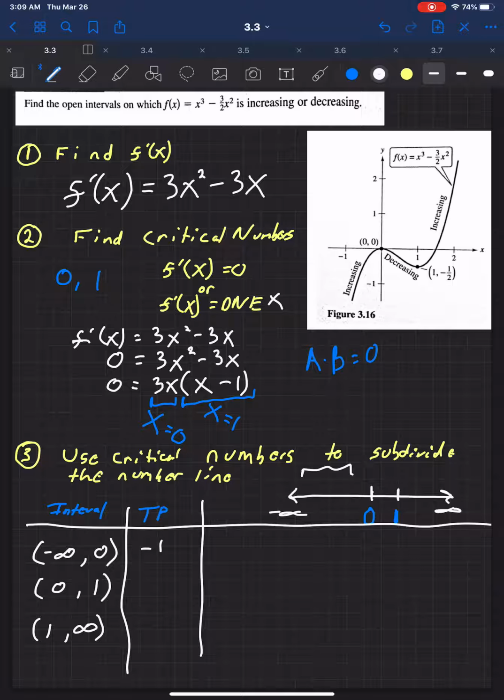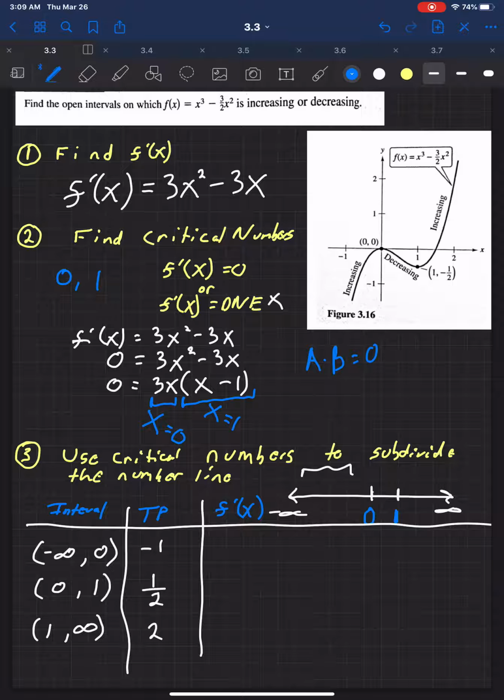All right, so now I need to choose a number between 0 and 1. I'm going to choose a half. And then I'm going to choose a number from 1 to infinity, and I'm just going to choose 2. So make life easy on yourself. Just choose easy numbers to work with. Now what are we going to do with these test points? Well, you are going to plug each test point into your derivative.